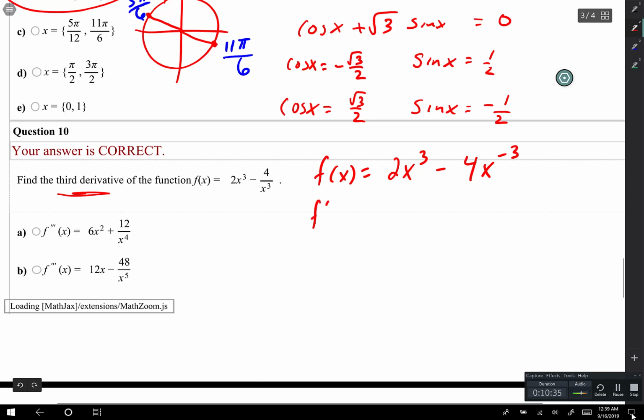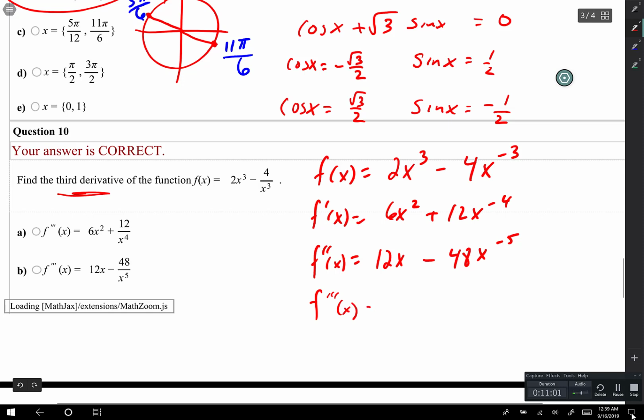So here we go. First derivative, f prime of x. 2 times 3 is 6, x squared, plus 4 times 3 is 12, x to the negative 4. I'm just subtracting 1. So there's my first. f double prime of x. So 6 times 2 is 12, so 12x, minus 12 times 4, 48, so 48 x to the negative 5. And then let's do one more. f triple prime of x is equal to 12 plus, let's see, 48 times 5, and then take away 5 from the exponent. So I think that's 245 x to the negative 6.